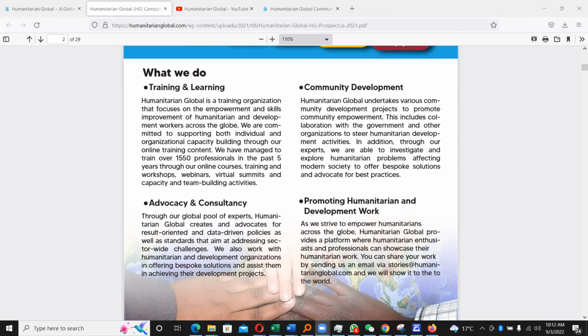Lastly, but not least of what we do, we ensure that we promote and champion humanitarian work. And how we manage to do so is that we have created a platform that is going to help us interact with each other. We can share information, exchange ideas, and contribute to each other's topics so that we can all learn from each other. So we believe in also learning from you.